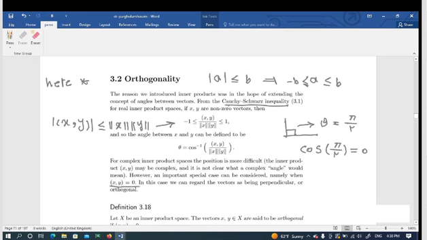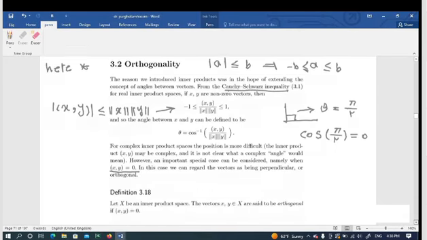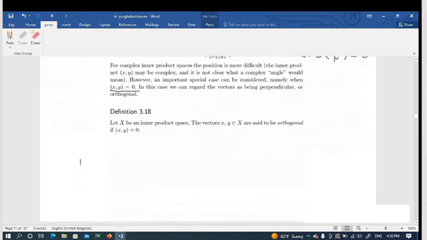Okay, so we define orthogonal vectors. Let X be an inner product space, and take two vectors X and Y. We say that they are orthogonal if the inner product of them equals 0.